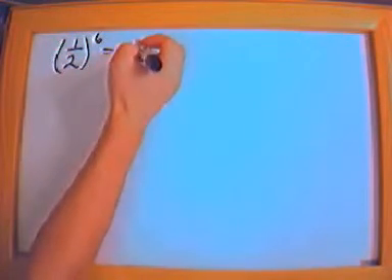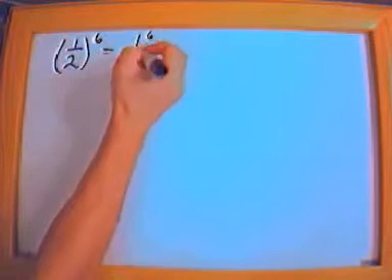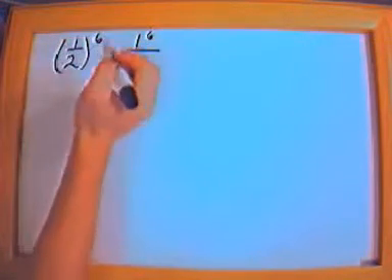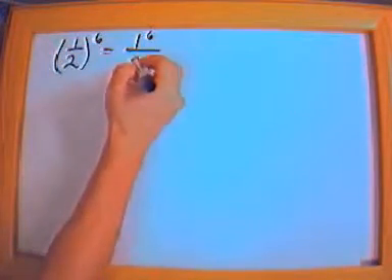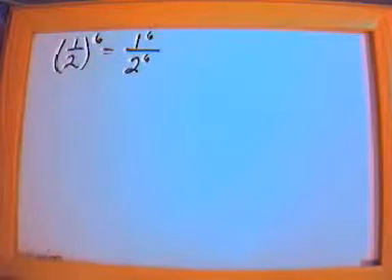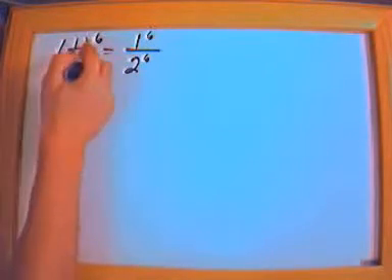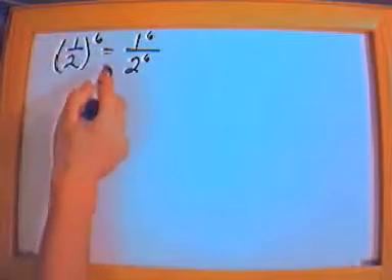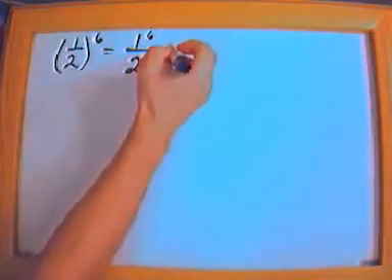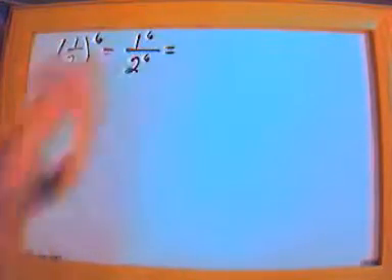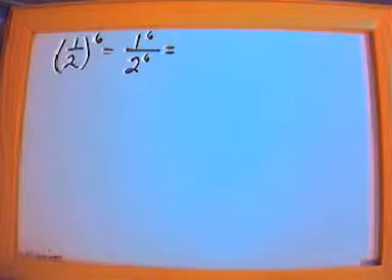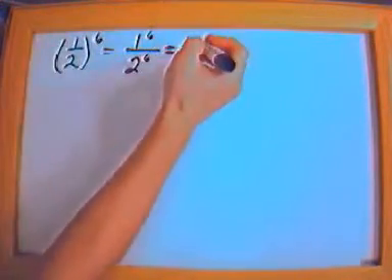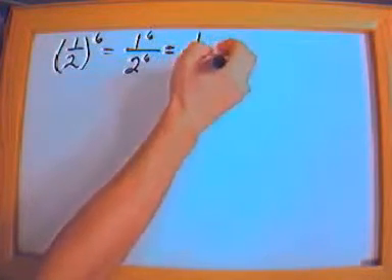I can write this as 1 to the 6th power, I can raise the top to the 6th power, and 2 to the 6th power, I can raise the bottom to the 6th power. You just stick this exponent inside in both places and keep the fraction. 1 to the anything power is always going to be 1 because I'm just multiplying 1 times 1 times 1 times 1, etc. So that's a big fat 1.